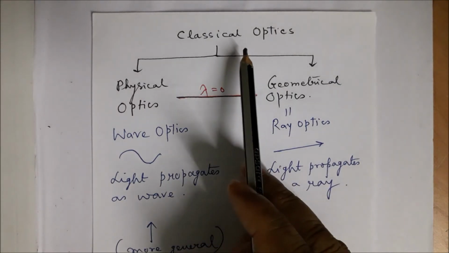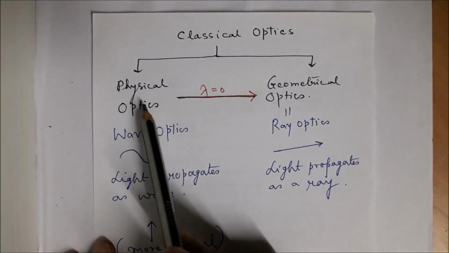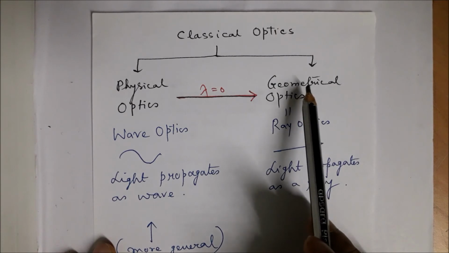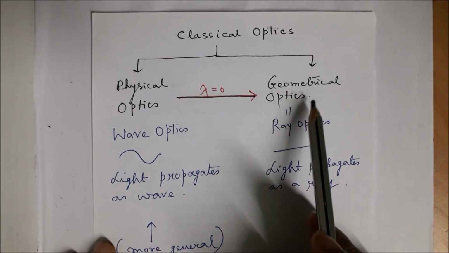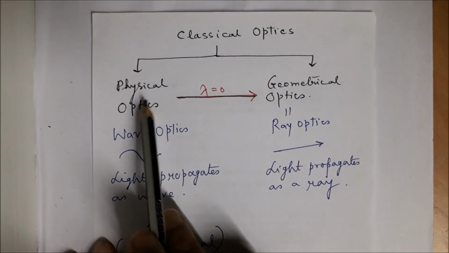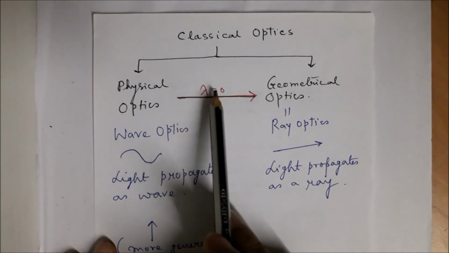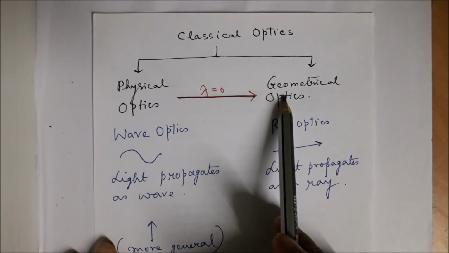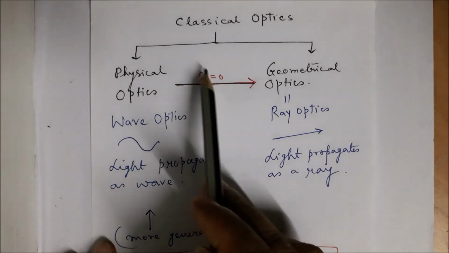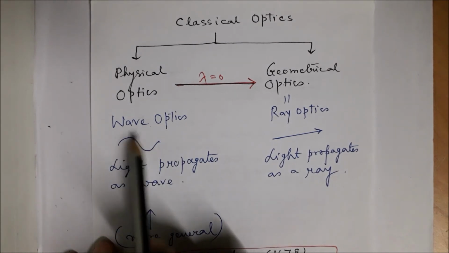Classical optics means there are two branches. One is physical optics, one is geometrical optics. And in this discussion, we have emphasized that this is the route to go from physical optics to geometrical optics. If we put lambda equal to 0, then we are in this region. But if we consider lambda, then we are in this region, which is the domain of wave optics.